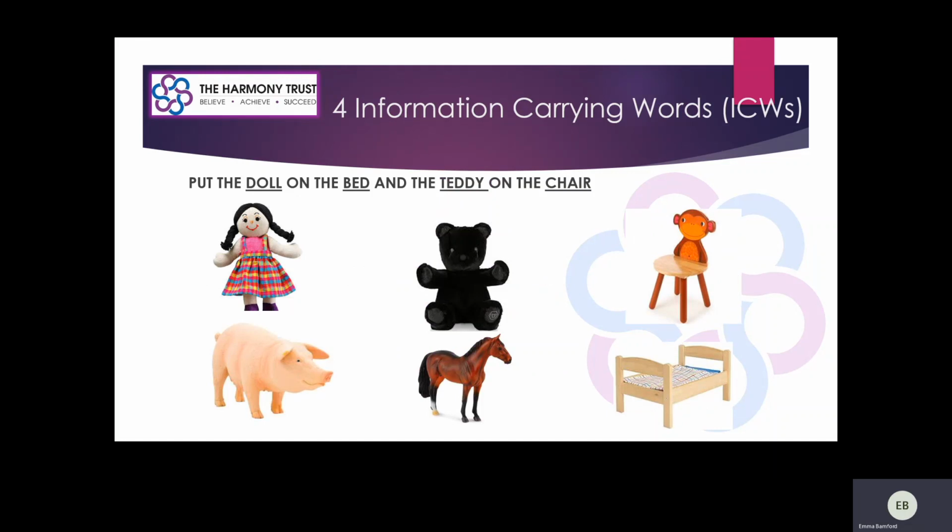So this is the last example, and it's of a 4 information carrying word instruction. So here we have the same objects: a doll, a pig, a teddy, a horse, a chair and a bed. All of these objects are in front of the child, and we would ask them to put the doll on the bed and the teddy on the chair. So like all the other examples, you can see the 4 information carrying words are underlined. So these are your key words the child has to understand. Doll, bed, teddy, chair.